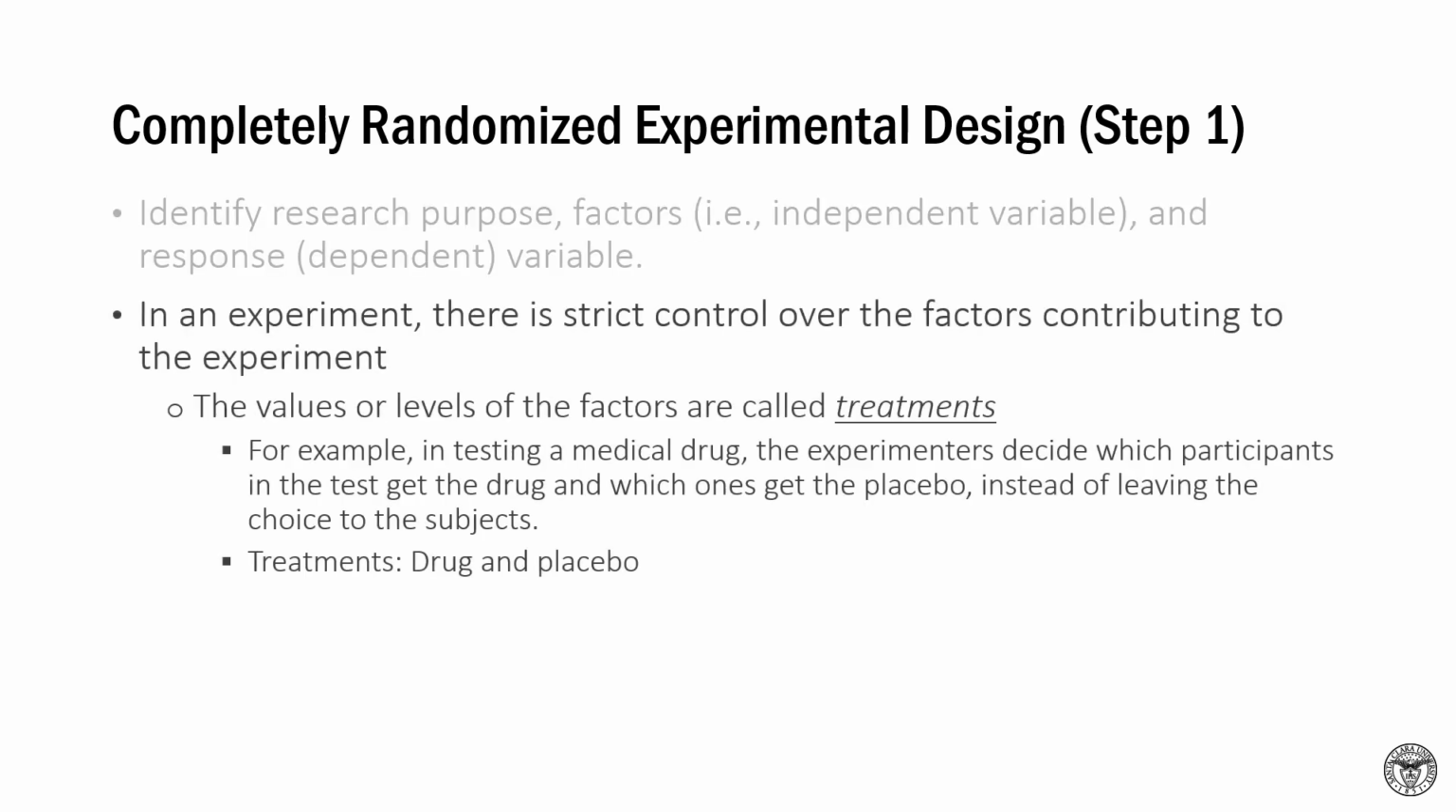In an experiment, the values or levels of a contributing factor are also called treatments. For example, in a medical drug experimental test, having the drug or not is the factor. And we typically have 2 treatments: receiving the drug and receiving a placebo.